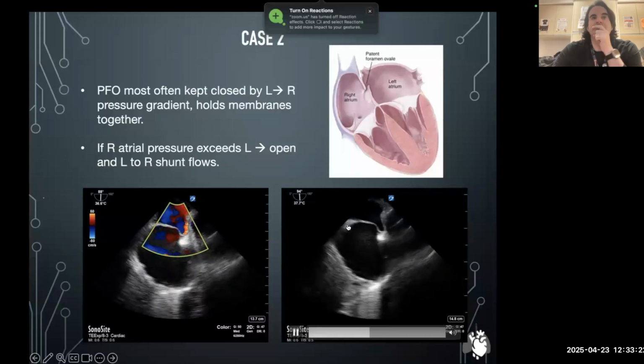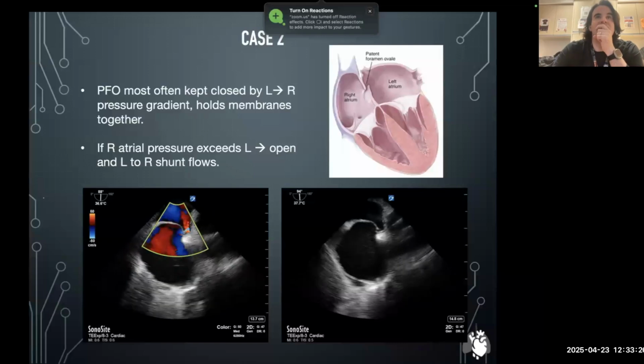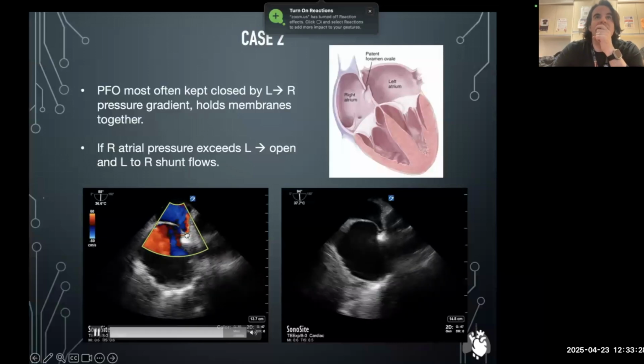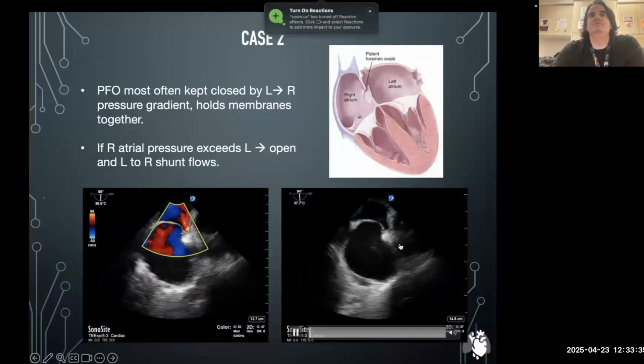So it's not surprising that the PFO shunt is heading in the right-to-left direction, indicated by that red jet that's going through, right? Because red is towards the probe. Right? So yeah, thanks, Vince. Yeah, ways to predict what's going to happen.